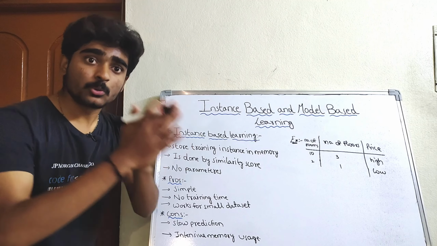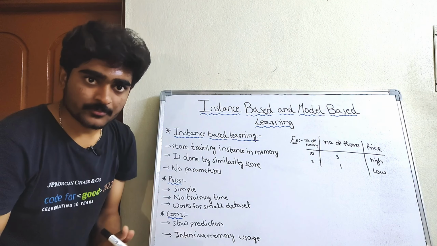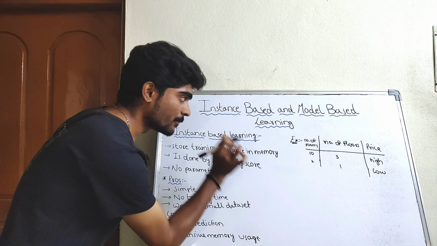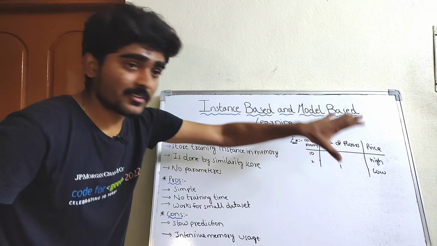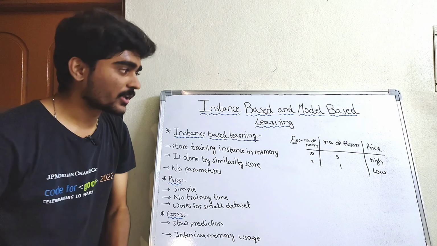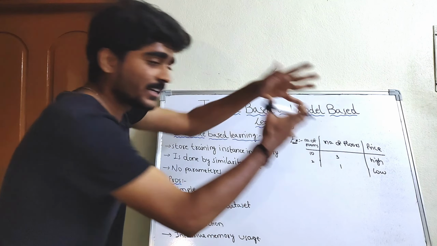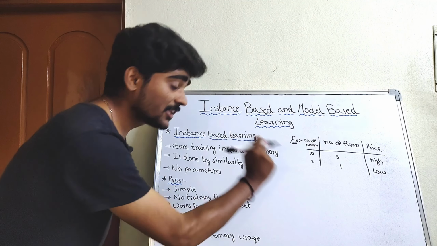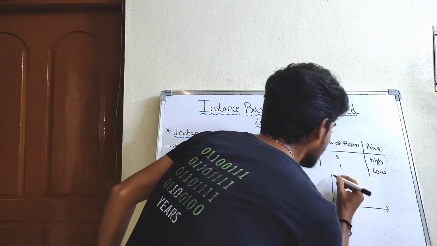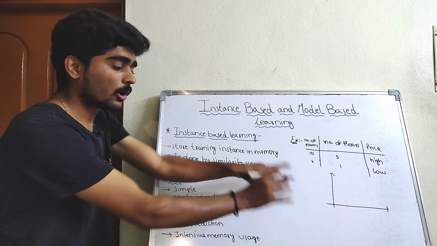Now what we do in instance based learning is we store this entire data set. Our first point specifies store training instances in memory. Here we store this entire data set in our memory. If we have 1 lakh points or 2 lakh points, we store that entire data set in memory. After storing it, we'll plot this data.